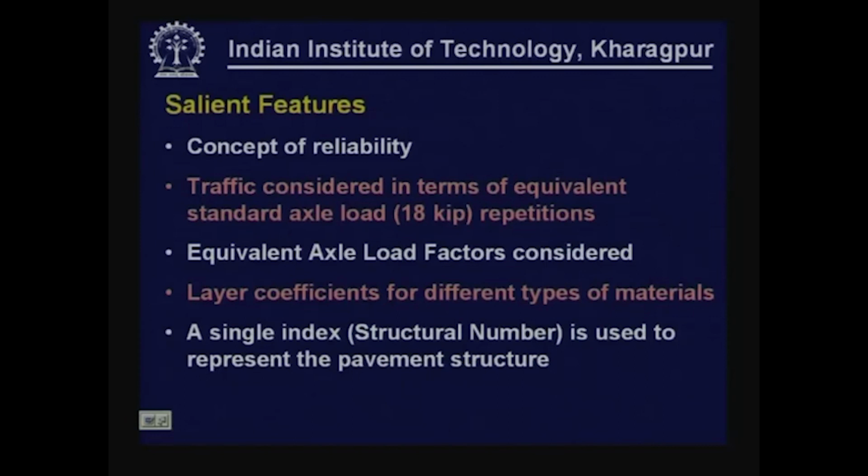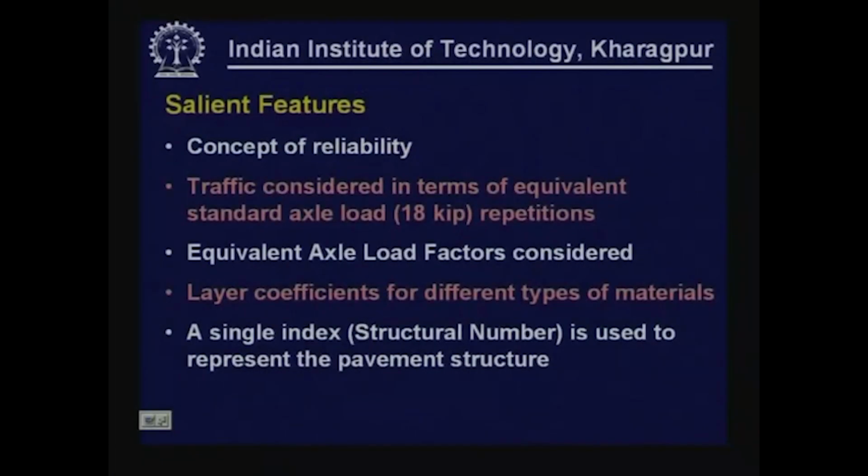For converting a given axle load, if it is not 18 kip, either 10 kip, 24 kip or any other load, because this information will be available by conducting an axle load survey. Obviously, all the axles will not be measuring 18 kip. So, axle loads which are different from 18 kip are converted into equivalent number of 18 kip repetitions using equivalent axle load factors. There are guidelines available as to how to select equivalent axle load factors, using which we can convert a given traffic volume into equivalent number of standard axle load repetitions.